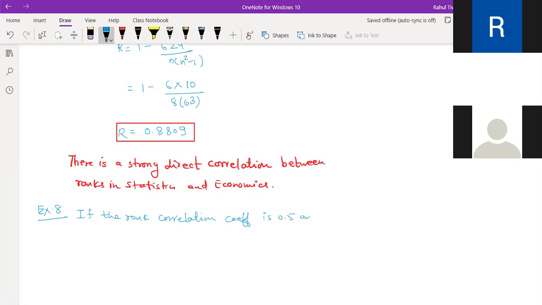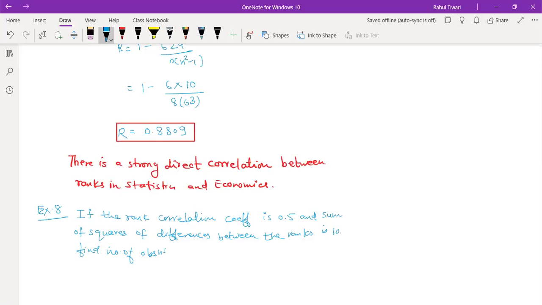0.5 and the sum of squares of differences between the ranks is 10, find the number of observations used in calculating the rank correlation coefficient.